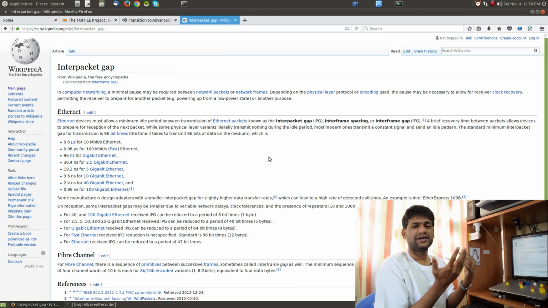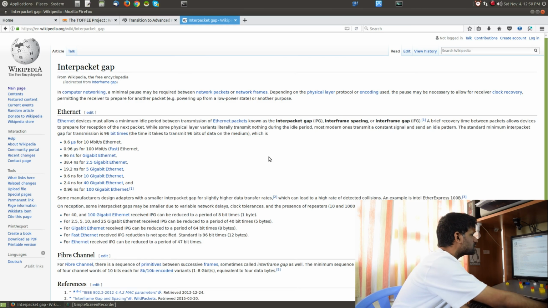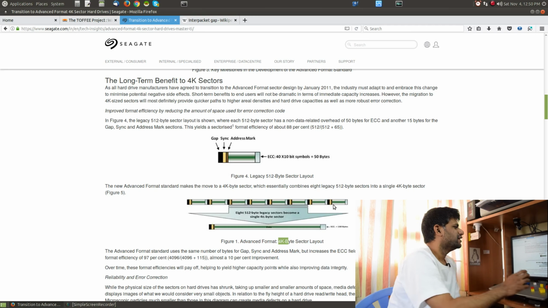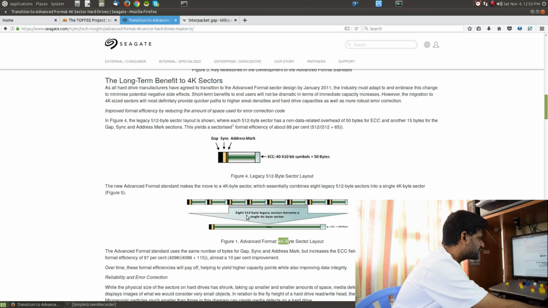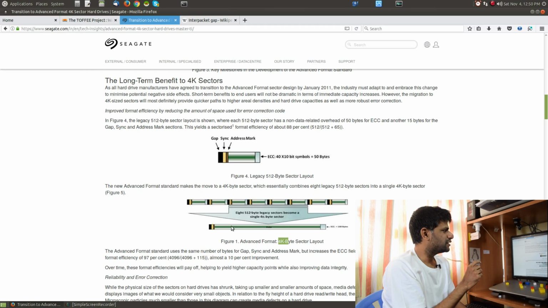It will really help in terms of doing MTU and bandwidth calculations and stuff like that. So essentially you can see here, it is going to avoid all this extra gap and sync headers. By doing that, they have eliminated everything, and for this entire 4K byte chunk, all they have to do is put only one gap, sync and address mark, followed by one ECC, instead of doing it again and again for 512 byte sized chunks.